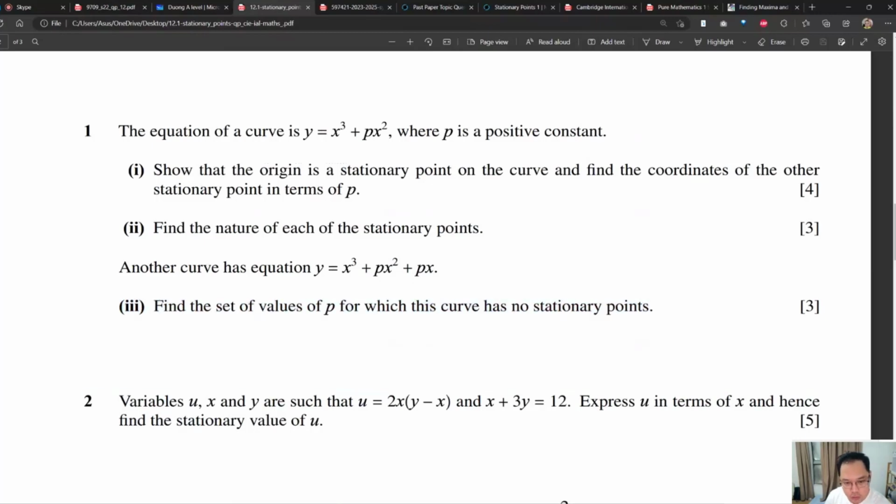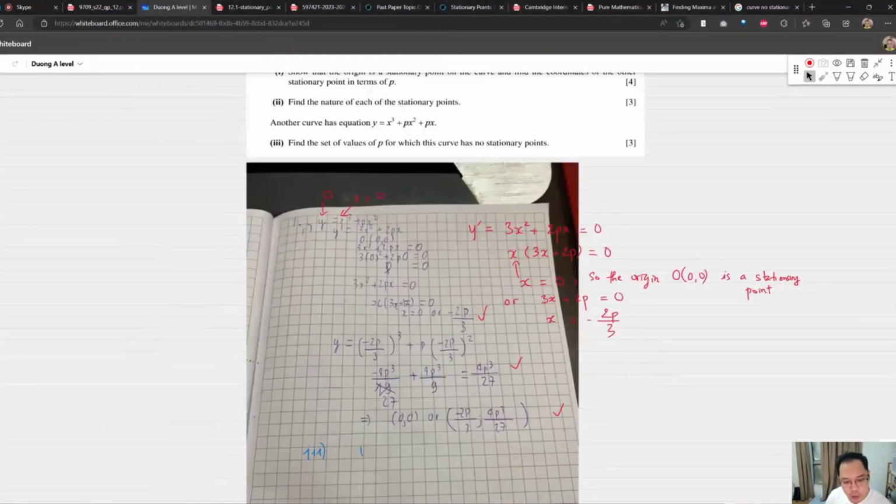Find the set of values of p for which this curve has no stationary points. This is another curve. No stationary point means the first derivative has no zero value. There's no solution, no roots, for the equation where the first derivative equals 0. So it's either less than 0 or larger than 0, right? No, it's just that the first derivative cannot be 0. Letting the first derivative equal 0, that equation has no solution. Let's solve that with the differentiation. The derivative is 3x squared.